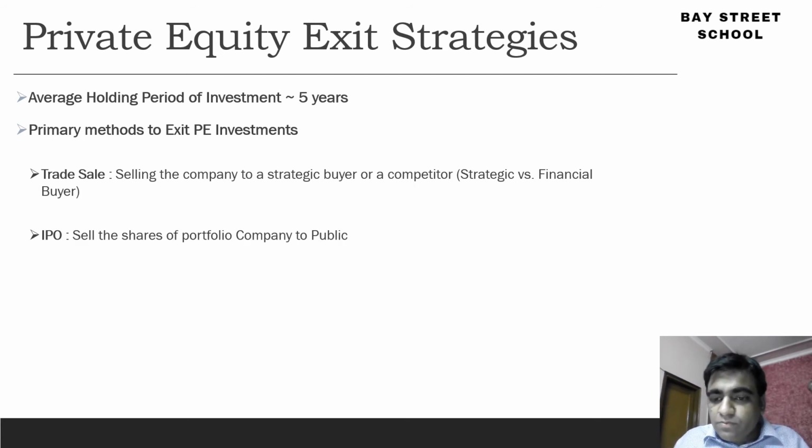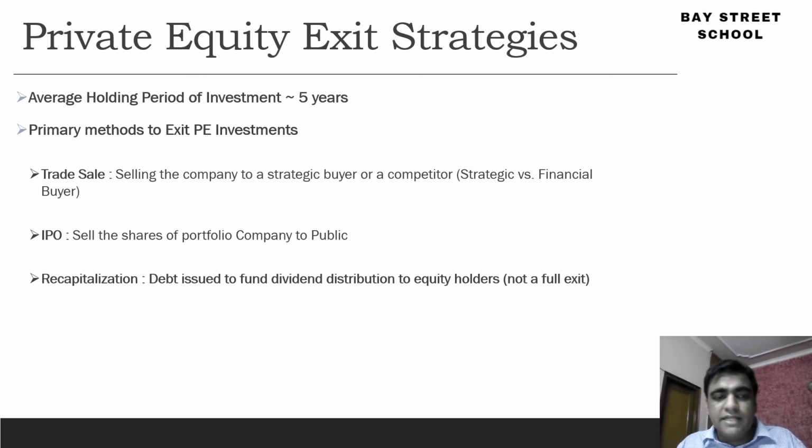IPO: taking the company public, raising money from the public, being listed on the exchange, being bigger than ever before. That's another way of exiting. So when a trade sale happens, the company sells shares to a strategic buyer or competitor, and the private equity investor also sells its shares to that buyer. In an IPO also, the private equity investor puts their shares out for the public to buy. Recapitalization: sometimes debt is issued to fund dividend distribution to equity holders. Since private equity funds are equity holders, a company raises debt and pays back its equity holders. It's not a full exit, but you get some return back as a private equity investor in the form of dividends.